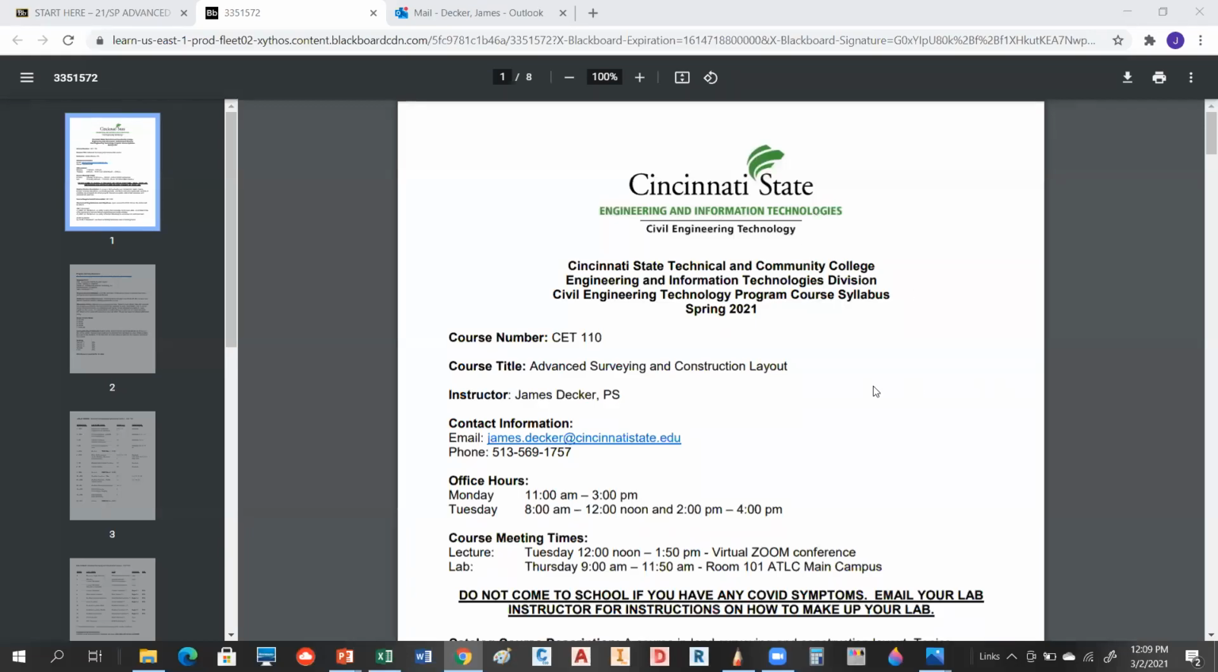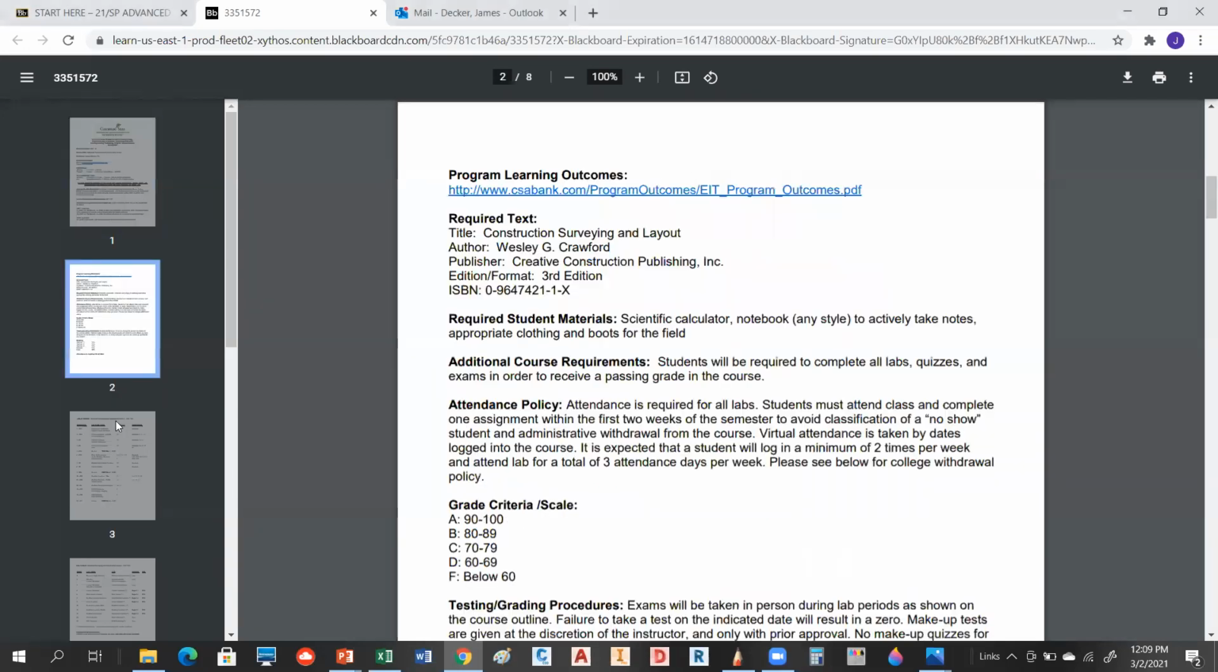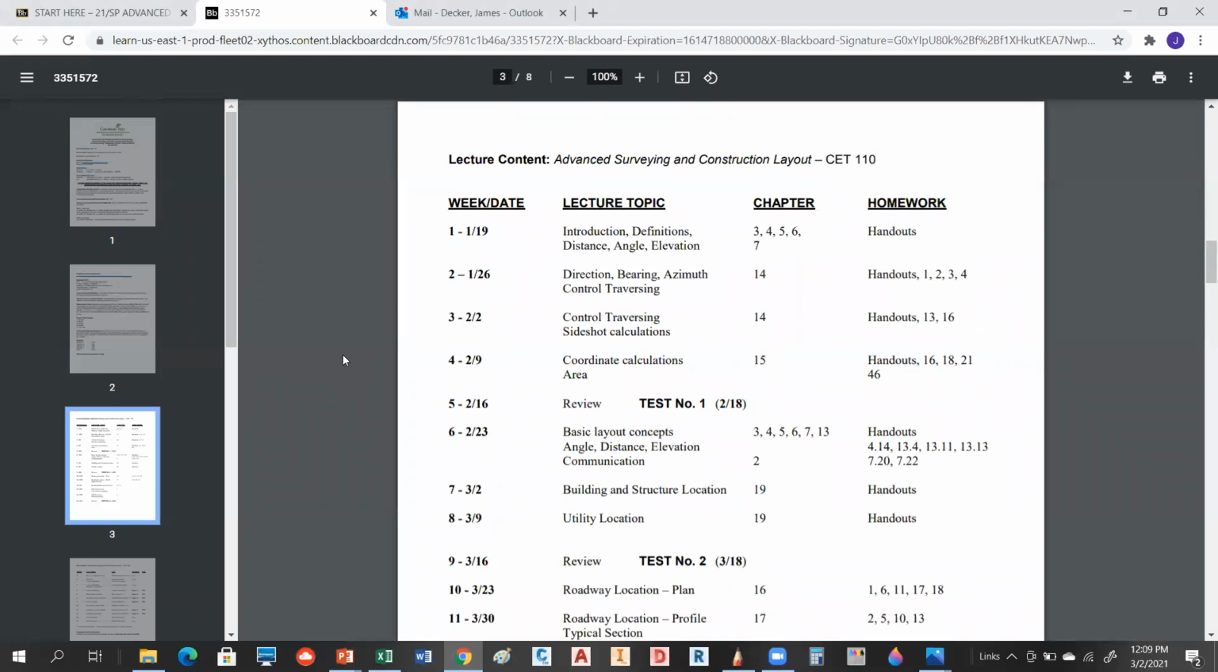Okay, so if you have your syllabus handy, you can look at that, but I'm just going to navigate to the section here. I just want to show you, we're not really out of whack that much, but we are just about a week off.